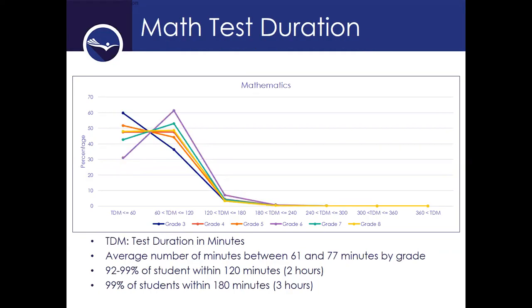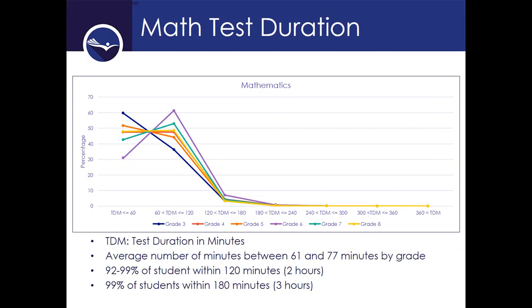Here's the math information. It looks similar, but there are some differences. As you can see, once again, the percentage of students is down the left side, and across the bottom, the minutes again. The average time for math was between 61 and 77 minutes. Between 92 and 99% of students are done within 120 minutes, so that's a higher rate than the ELA, and that's reflective of the recommendations and scheduling that we made. 99% of students are done within 180 minutes.